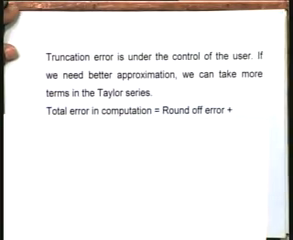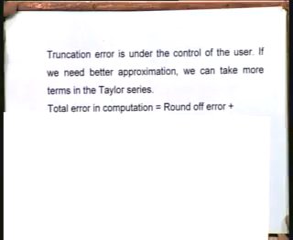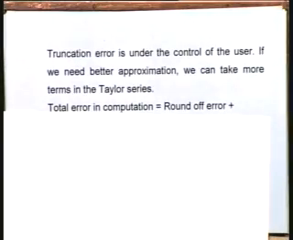Now, the next thing is that truncation error is in the control of the user. That means truncation error is in our control. If we need a better approximation, we can take more terms in the Taylor series. Suppose you say that you want an accuracy of 10 to the power of minus 6 in your solutions. We can find the number of terms that we require in a Taylor series, and then use that many terms, say 10 terms or 11 terms, so that we get the required accuracy. Therefore, the truncation error is in the control of the user. So, there is no difficulty about that.